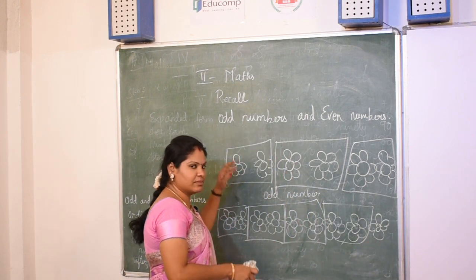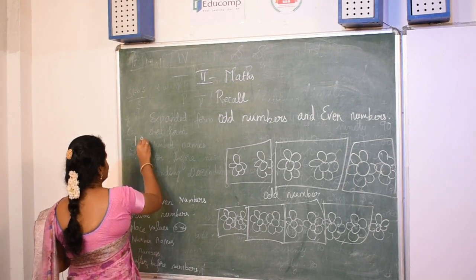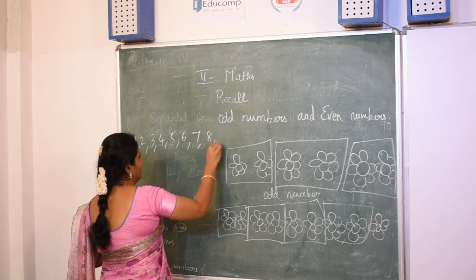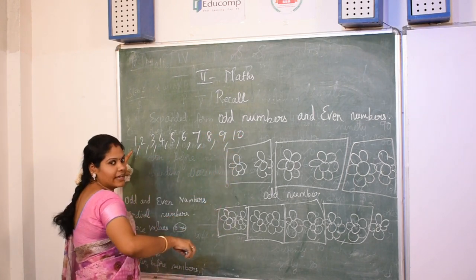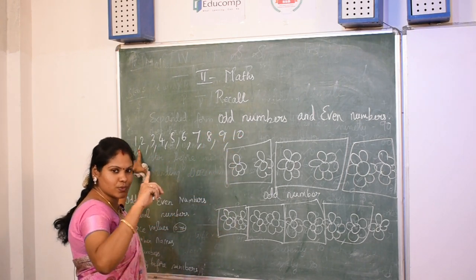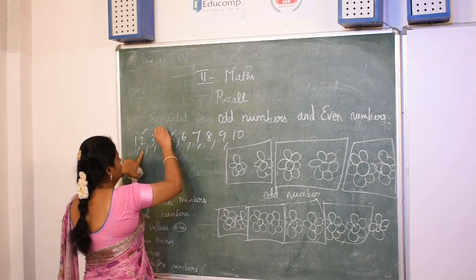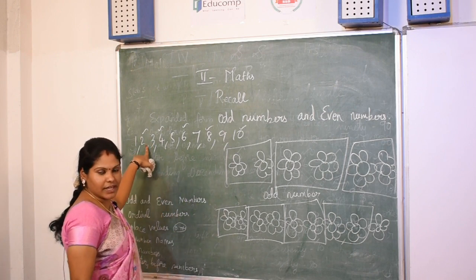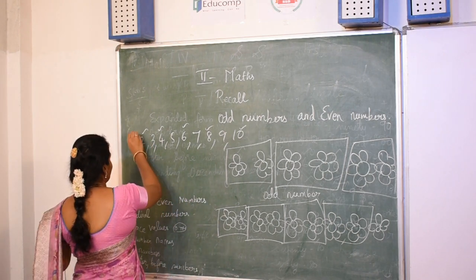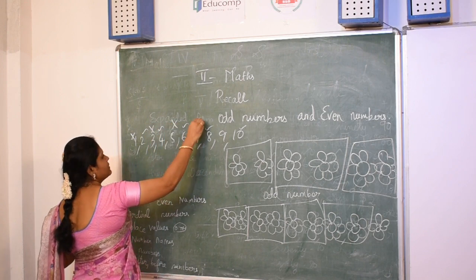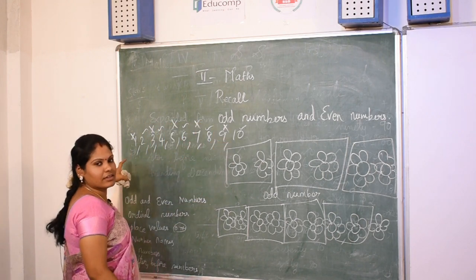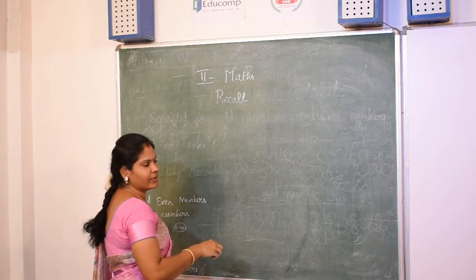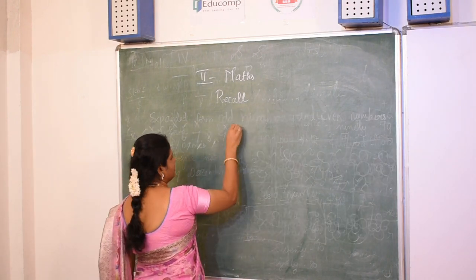Now we have to write the numbers, right? 1 2 3 4, 5, 6, 7, 8, 9, 10. What I told, take in twos. The twos are the even numbers. So 2, 4, 6, 8, 10. The balance which we have left as ones are the odd numbers. So 1, 3, 5, 7, 9. So this is the method for finding even numbers and odd numbers. I'll write some numbers and find out which are the given odd numbers and even numbers.